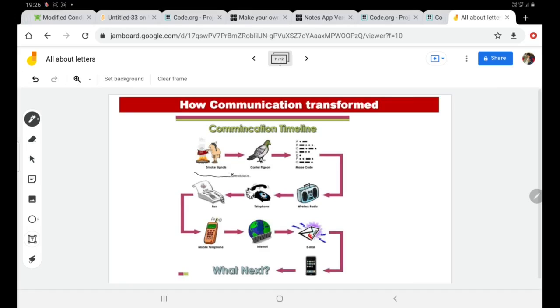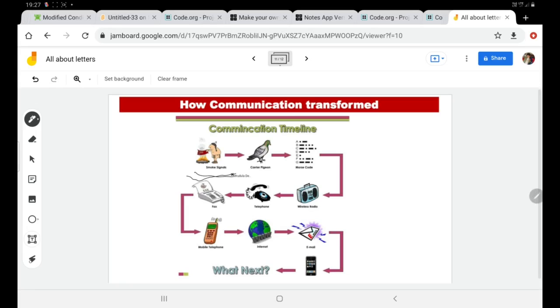Smoke signals. Like we have gone on a picnic to the jungle, but we have got lost in the jungle. So we will put a fire and make smoke, and the smoke will come out, and the people will know that someone is here and they will come to rescue you. In olden days there was the smoke signal.